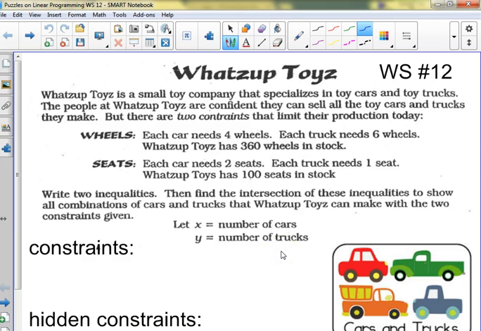Can anybody come up with a constraint or an equation we could use to limit anything here? Look at you guys go. 4 wheels per car plus 6 wheels per truck has to be less than or equal to 360 wheels. Is that where we're at? Okay, and what about seats? 2 per car plus 1 per truck has to be less than or equal to 100. I didn't write one above the other for any reason, I just started down kind of low.